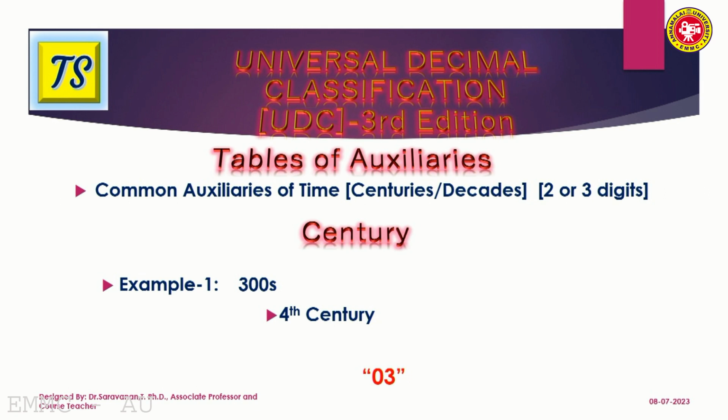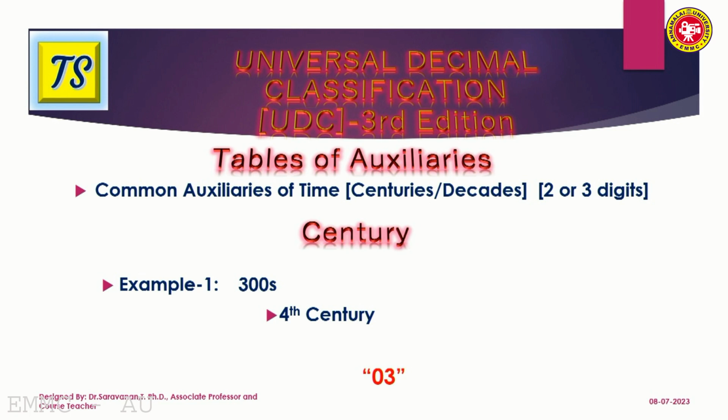Common auxiliaries of time, centuries and decades. They are usually available in 2 or 3 digit formats. Example 1 covers the century. See, when you see a title with the century, 4th century or 5th century or 2nd century, they should be transferred as shown here.